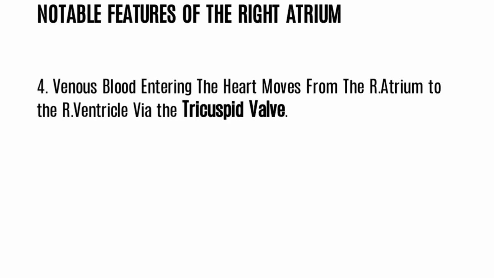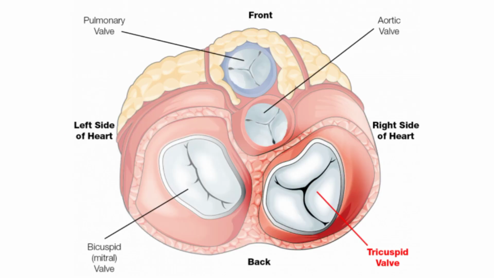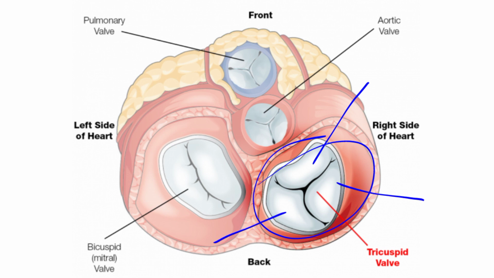Venous blood entering the heart moves from the right atrium to the right ventricle via the tricuspid valve. Now, this is the tricuspid valve we have here. It has three cusps, 1, 2, and 3. So this section is more like a transverse section. Let's say the heart is something like this, and I take a slice like this, a slice at the level of the valves. That's when you can see this kind of diagram.